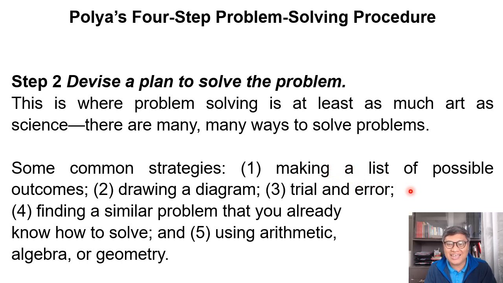One is making a list of possible outcomes, or you can just draw a diagram so that you can understand better what is being asked. Our favorite, class, is trial and error, or you can also find a similar problem that you already know how to solve. In other words, you already encountered similar problems, then you can use that as your leverage, class, in solving the current problem. You can also use arithmetic, algebra, or geometry, or any mathematical ideas that you already have or learned from your previous subjects or topics.